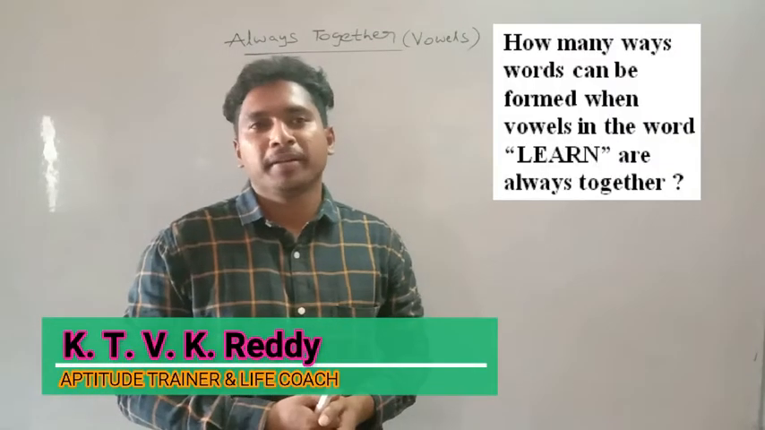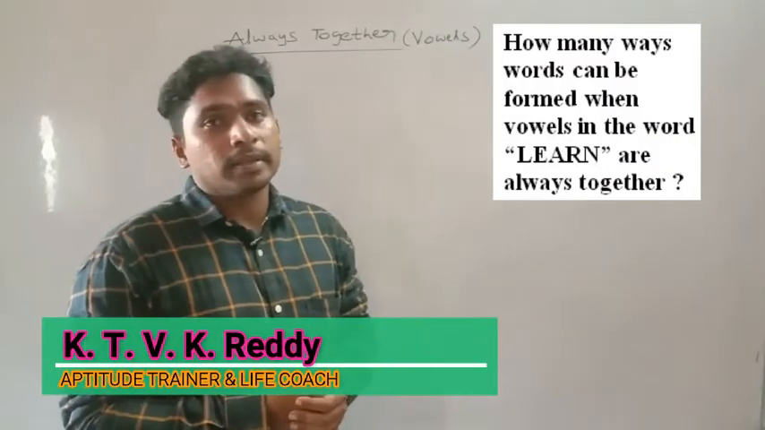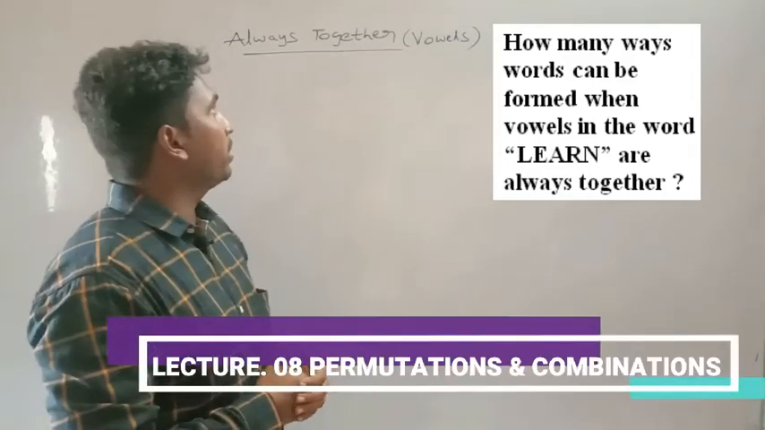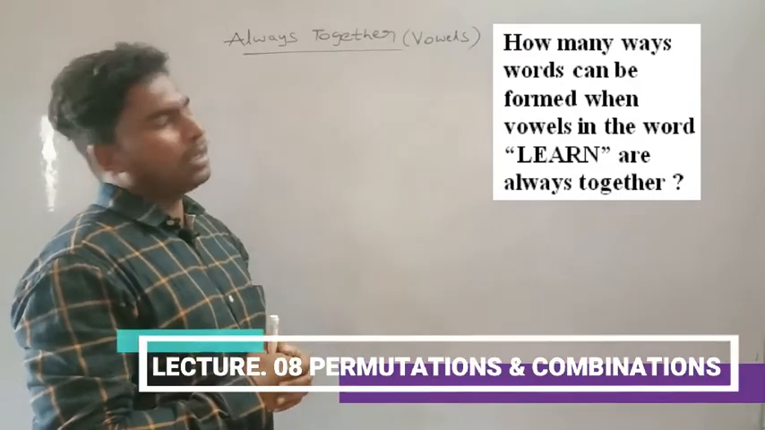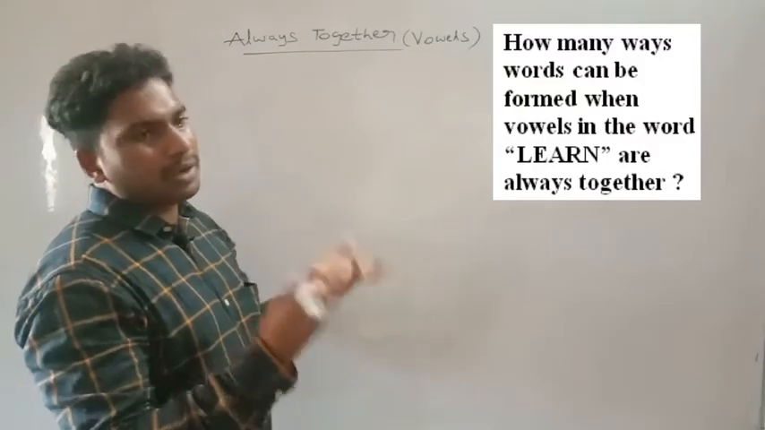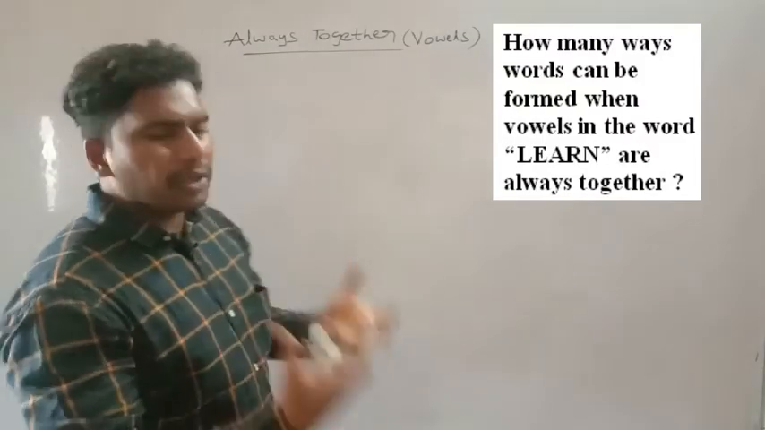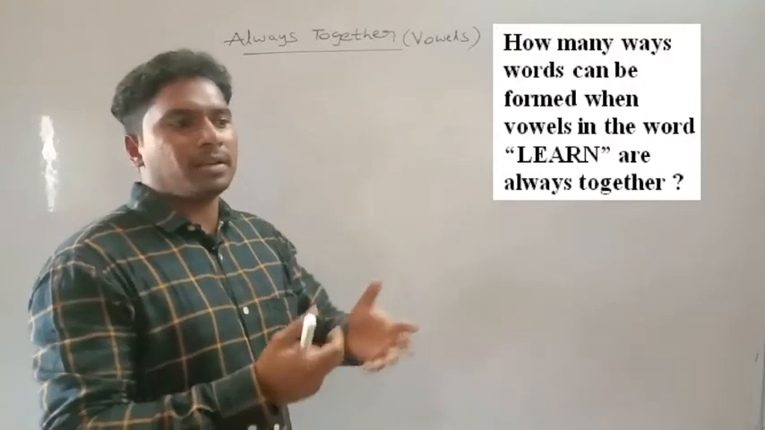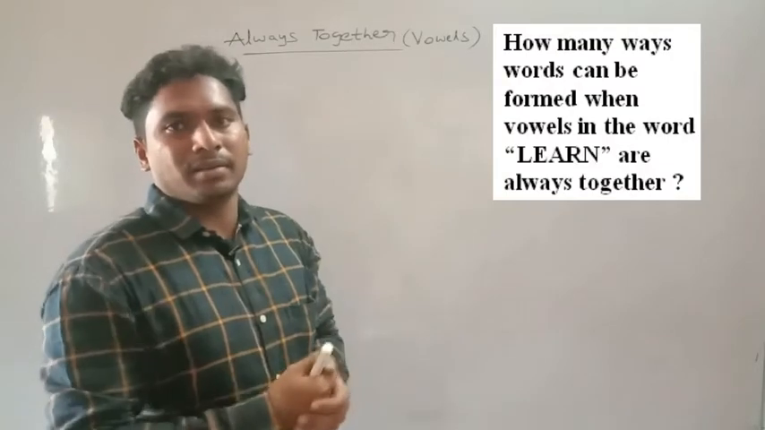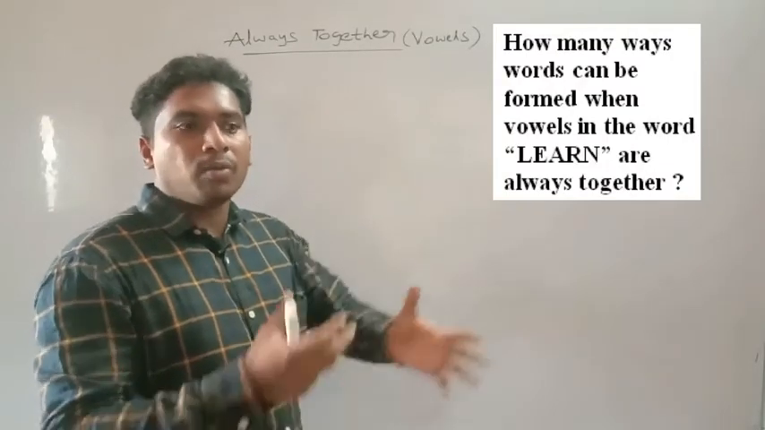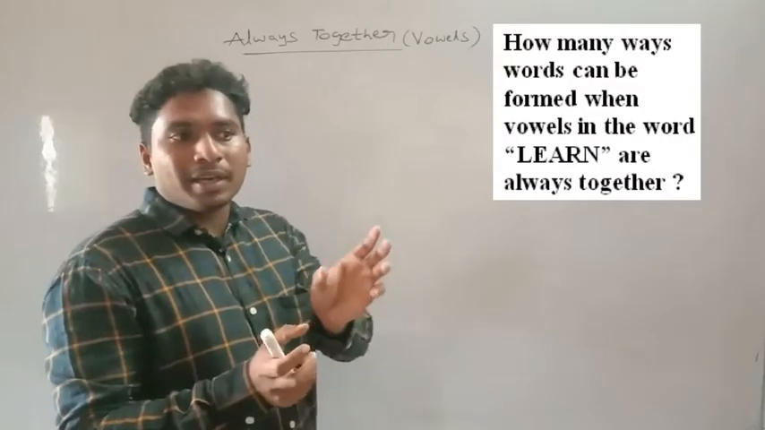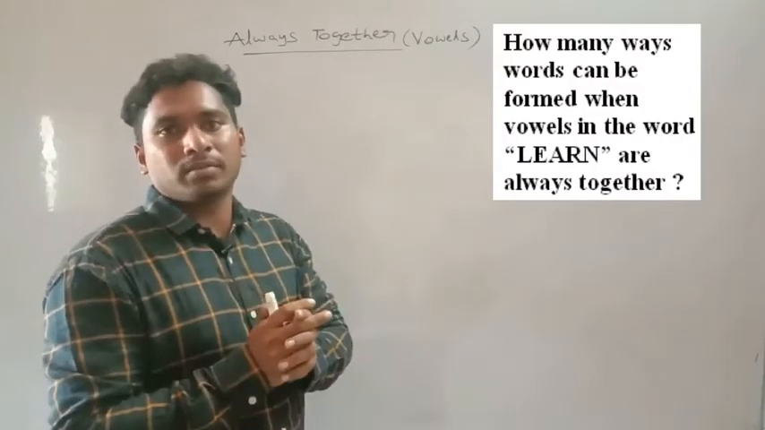Hello viewers, welcome back. So today in this session we'll discuss the next type in permutation and combination, that is always together. Sometimes vowels come always together, consonants come always together, or they may give a few persons who are about to sit in the same row or line, and they will ask you how many ways they can sit or stand in the line or row such that any two persons come always together.